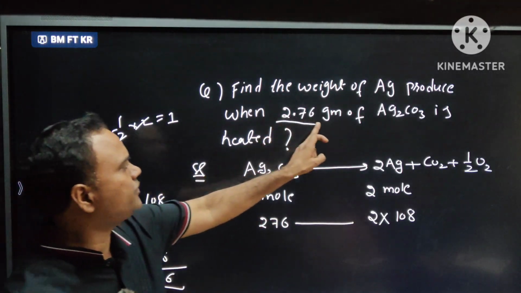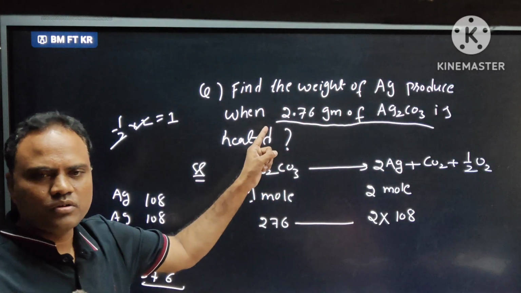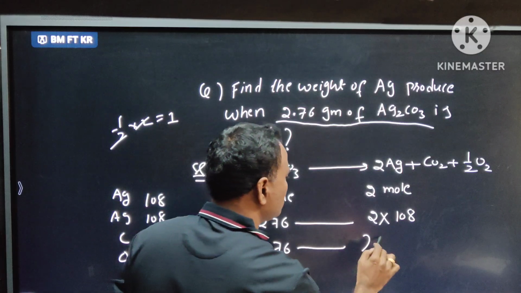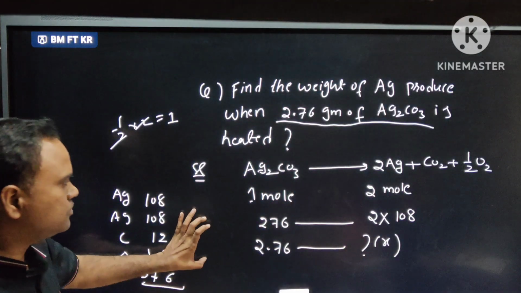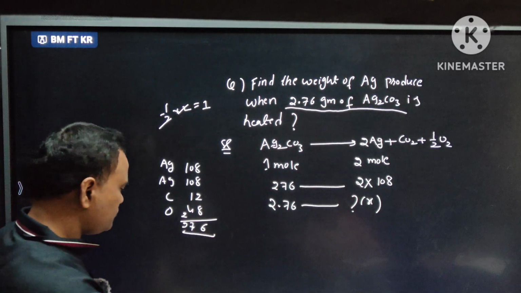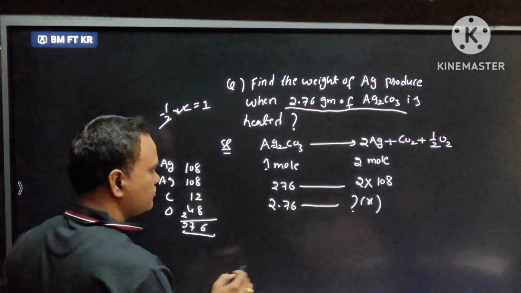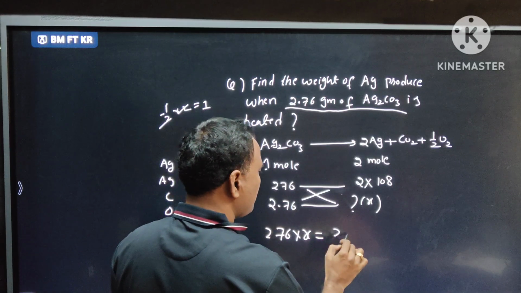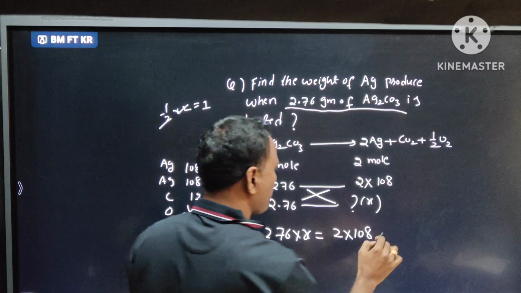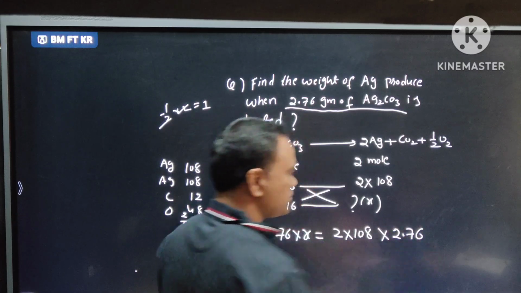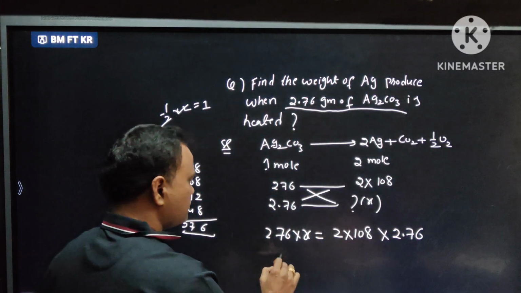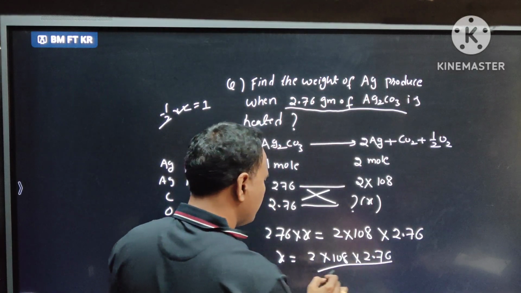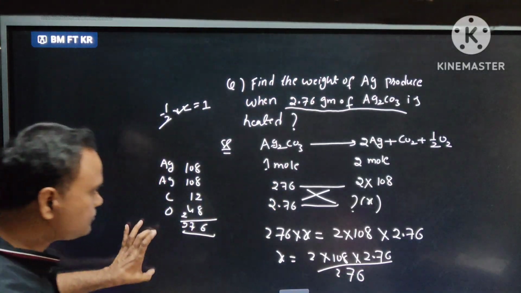But in the question, what is the weight of Ag2CO3? 2.76. So cross multiplication: 2.76 grams will produce how much? Do cross multiplication. 276 into x is equal to 2 into 108 into 2.76. So x is equal to 2 into 108 into 2.76 divided by 276.